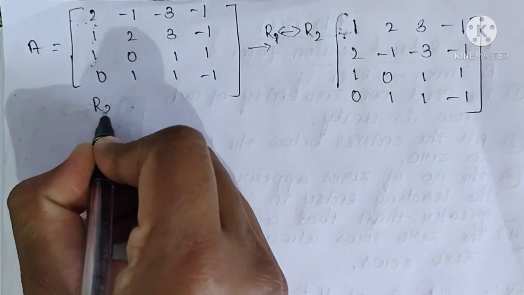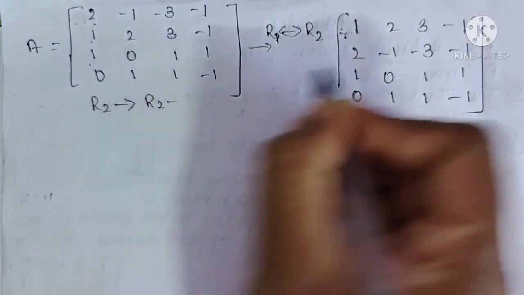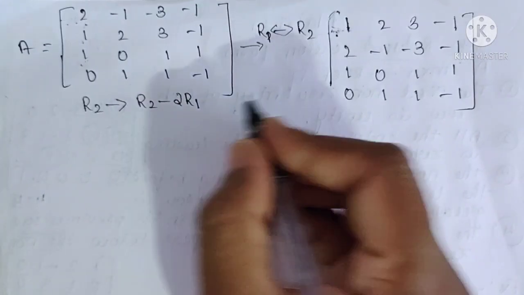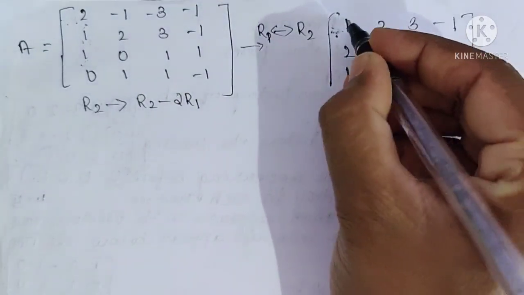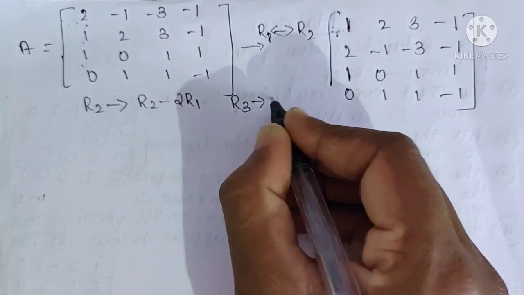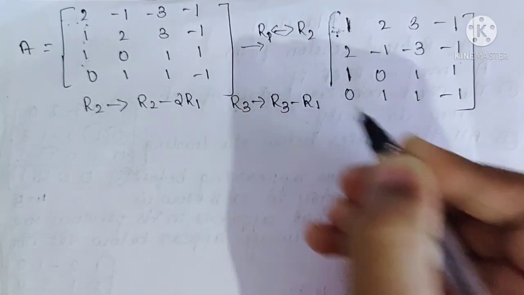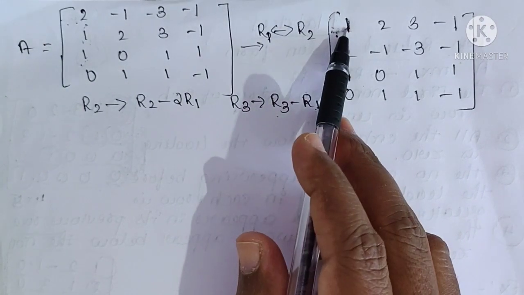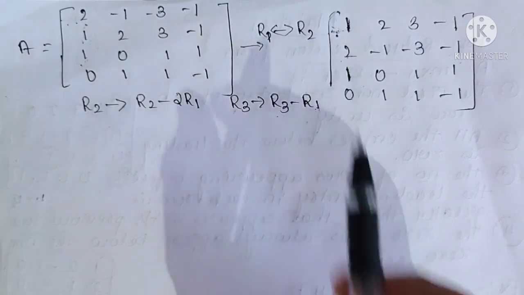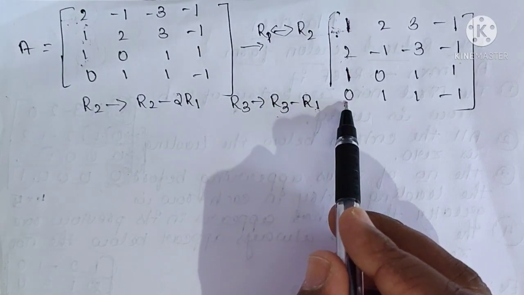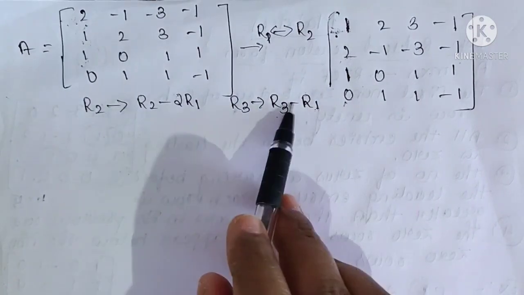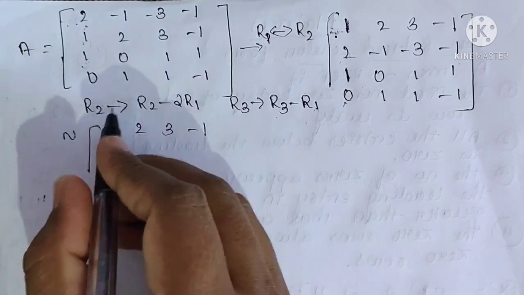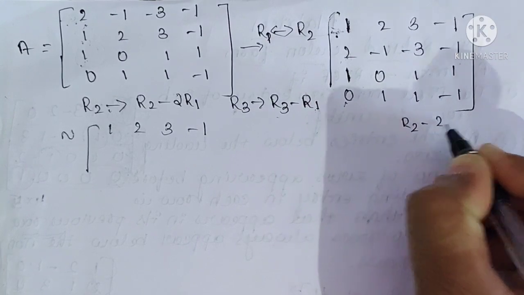Row transformation is R2 changes to R2 minus, here 2 is there, here 1 is there, you multiply by 2, 2 into R1. And row 3 element is 1, here 1 same is there, then R3 changes to R3 minus R1. Same elements means directly we can subtract. If it is different elements means you have to multiply row 1 by that element. See here the R4 element is already 0, then you leave it, only you do 2 transformations. 1 2 3 minus 1 as it is. Row 2 changes to row 2 minus 2 into row 1.